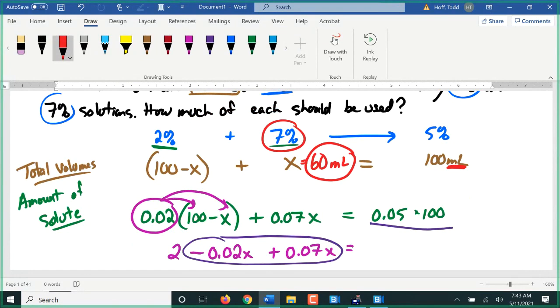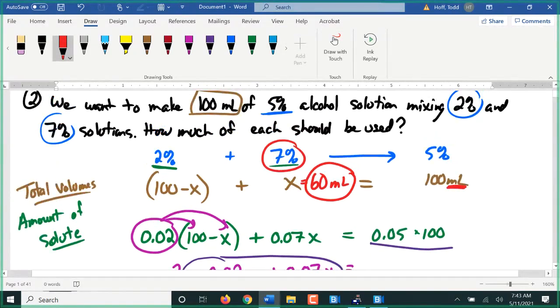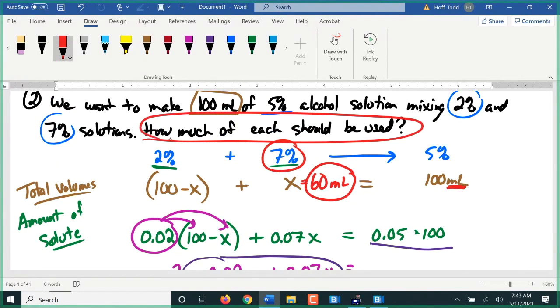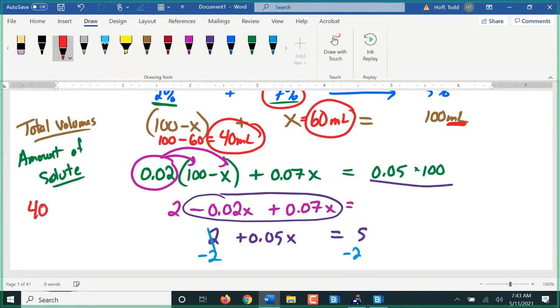Now we need to make sure we've answered the question. Well, the question was how much of each of those should be used. So we need both, not just the 7%, but also the 2%. So the 2% is 100 minus x, so that'll be 100 minus 60, or 40 milliliters. So our answer here is 40 milliliters of the 2%, and 60 milliliters of the 7%.